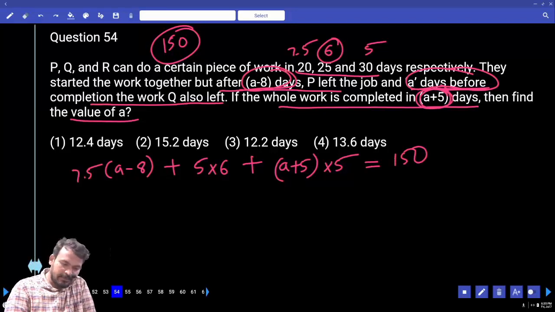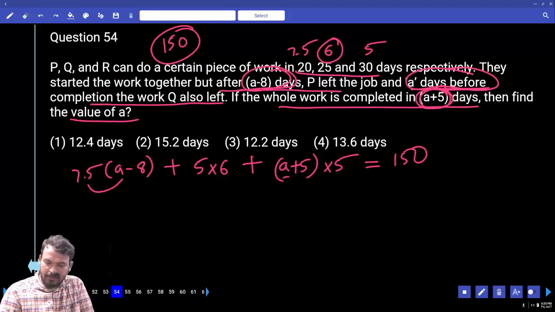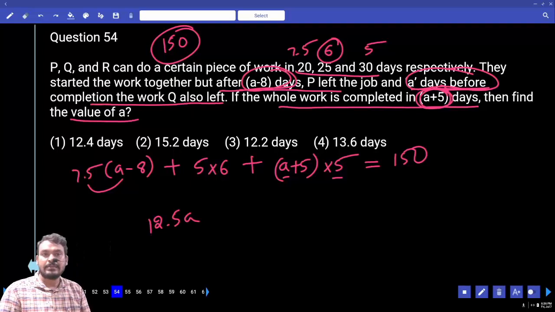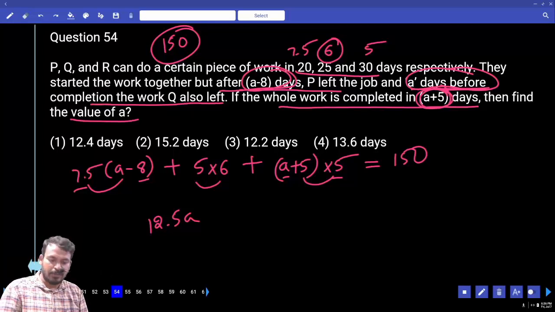Left hand side 7.5 A and 5 A. Total it is 12.5 A. Next, left hand side 7.5 into 8. 60, minus 60 or plus 60? Minus 60. 5 into 6, 30. 5 into 5, 25. 25 plus 30, 55. Minus 60 plus 55, minus 5. It will become plus 5. 150 plus 5, 155. Then A equal to how much?